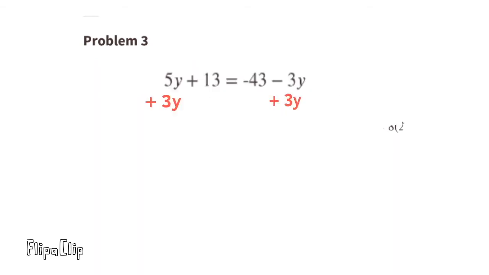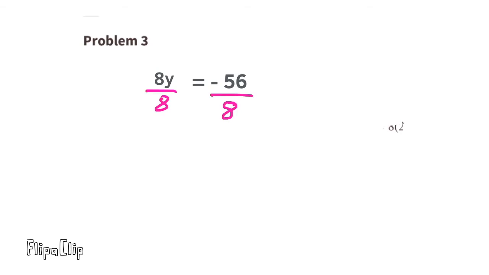Add 3y to both sides of the equal sign. Subtract 13 from both sides of the equal sign. Divide both sides of the equal sign by 8. Y equals -7.